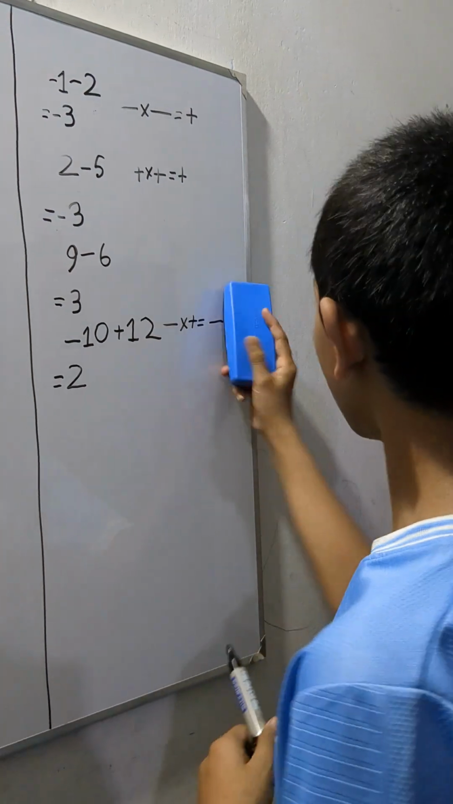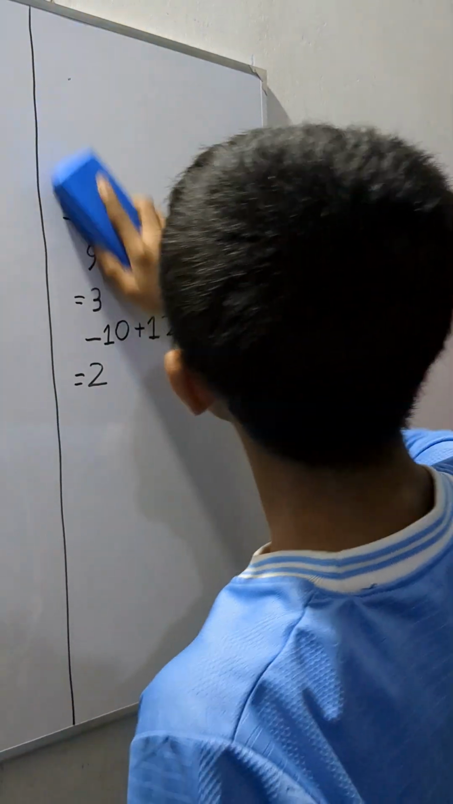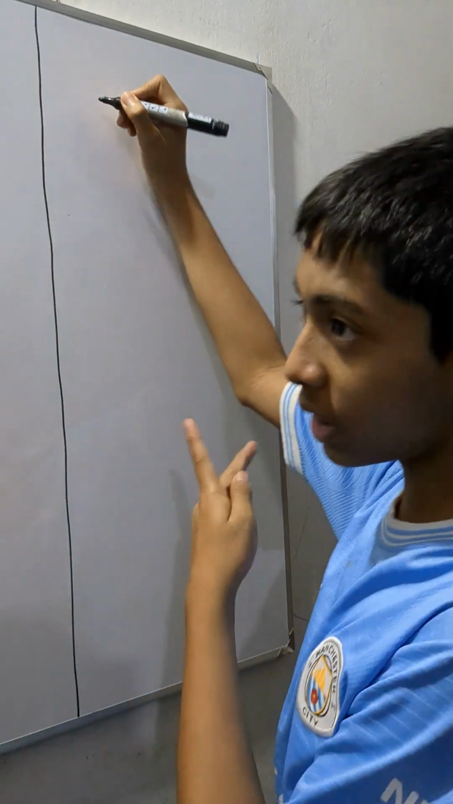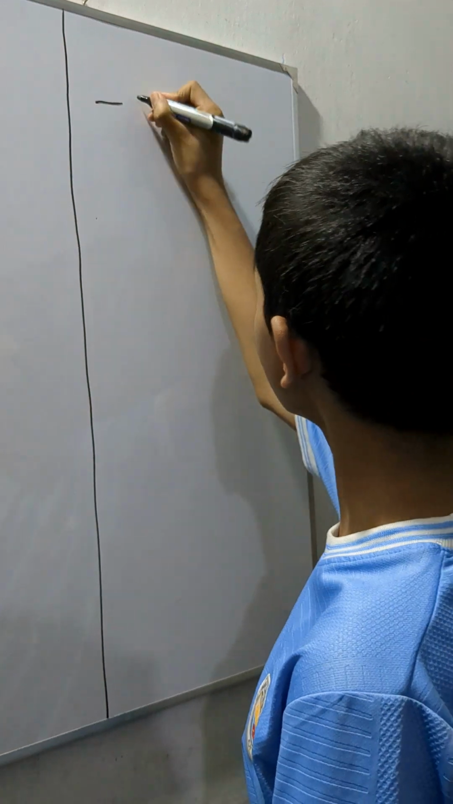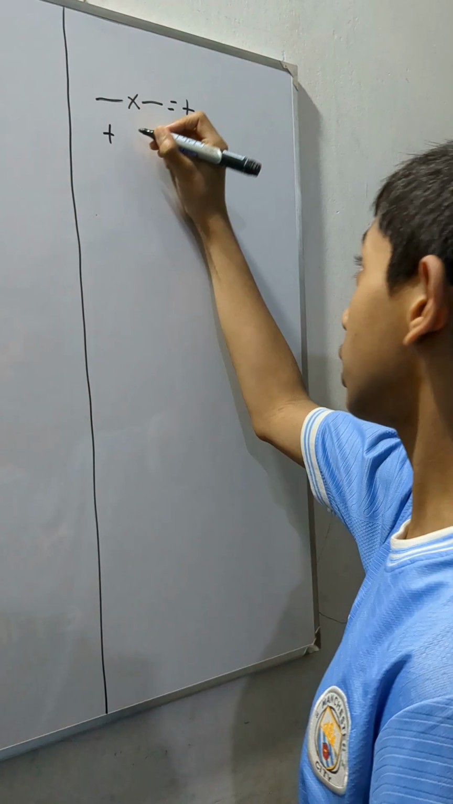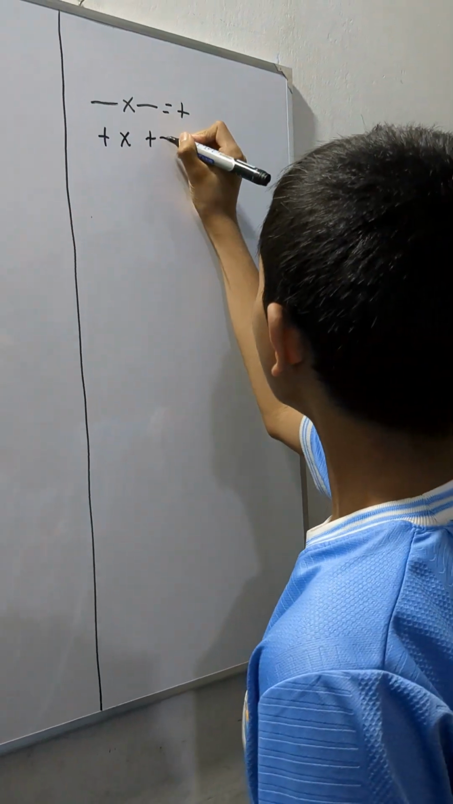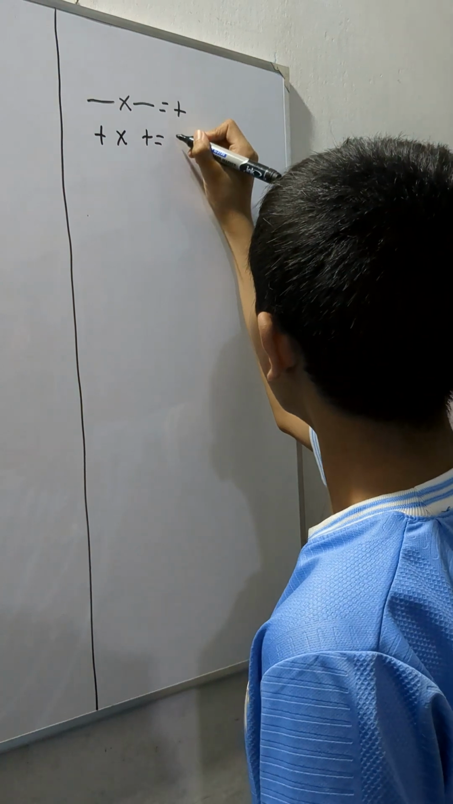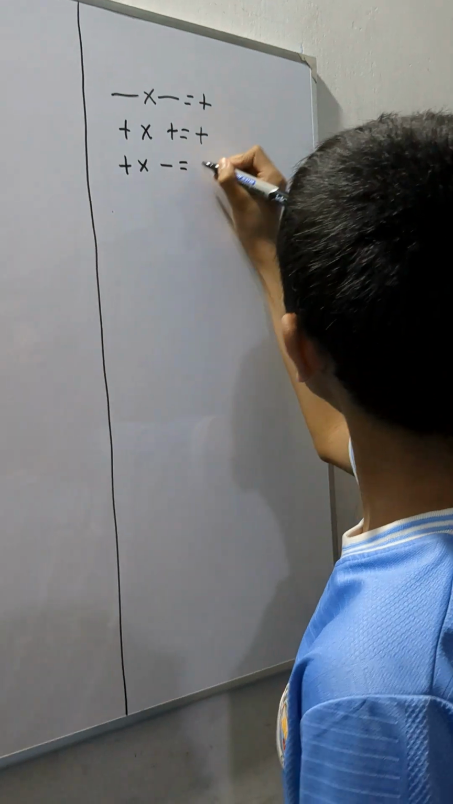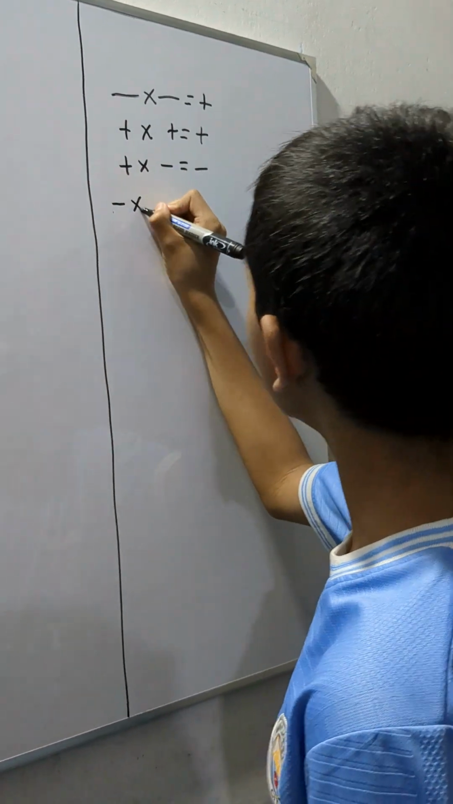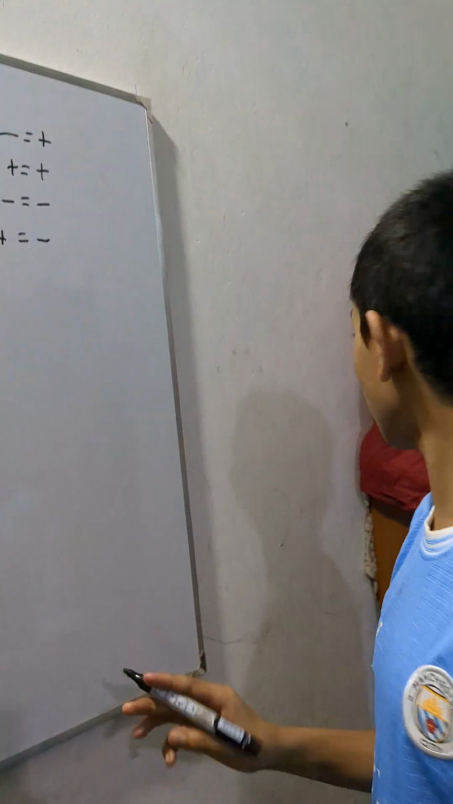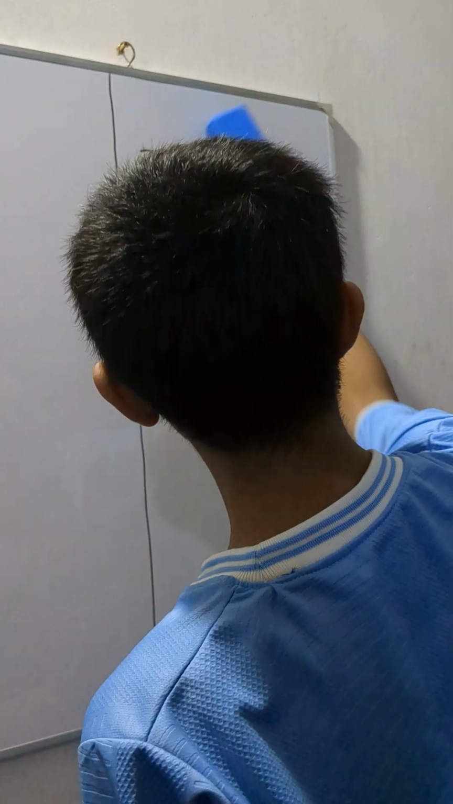Wait, I'm showing you. You can take a screenshot. Minus multiply minus equal to plus, plus multiply plus equal to plus, plus multiply minus equal to minus, minus multiply plus equal to minus. You may take a screenshot. Okay, so let's go to our main math.